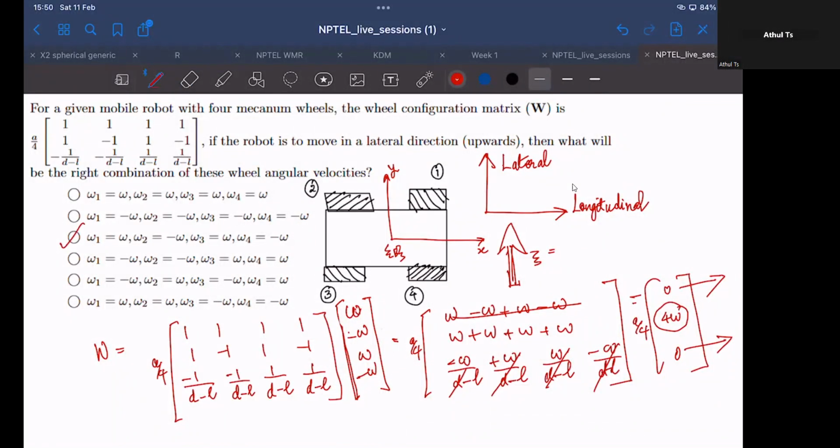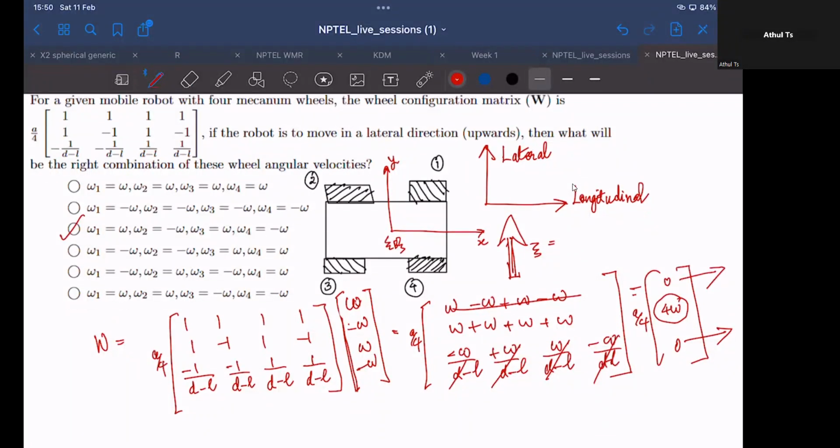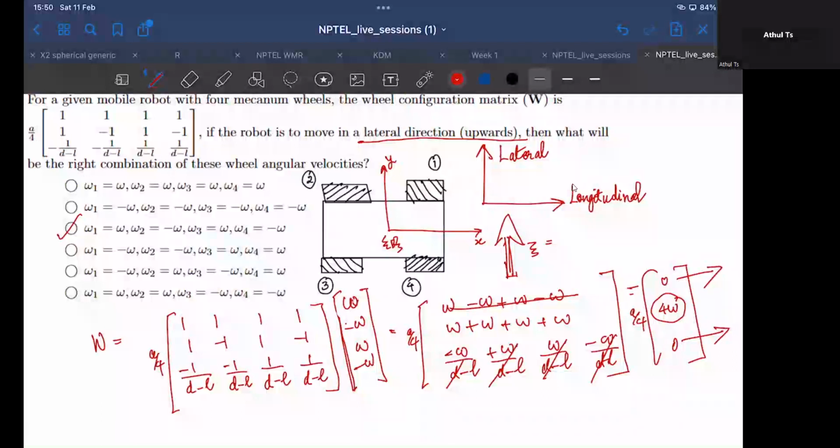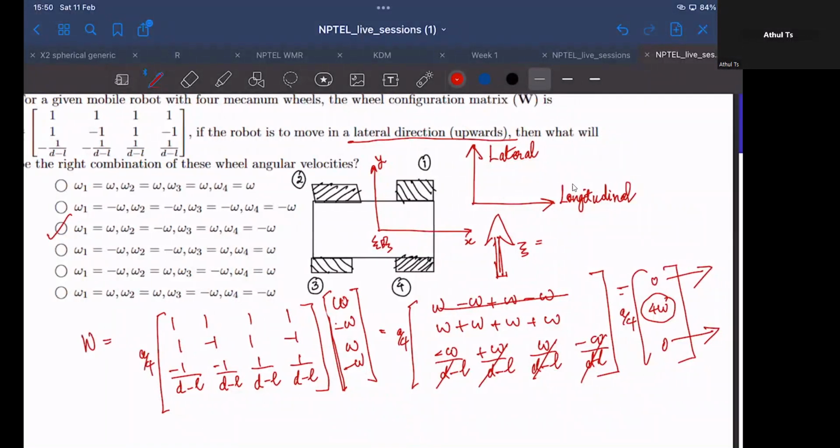So I hope this is clear. It is simply a matter of matrix multiplication. We are required to find out the right combination of wheel angular velocities so that the robot will only move in a lateral direction, in upward sense or along the positive y-axis. So I hope this is clear. Please let me know if you have any questions.